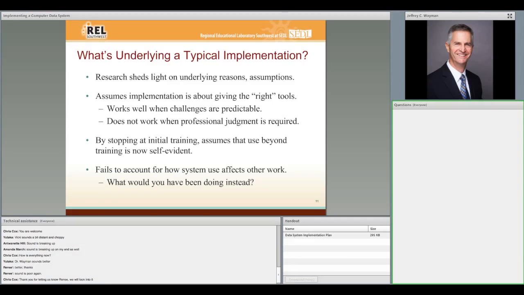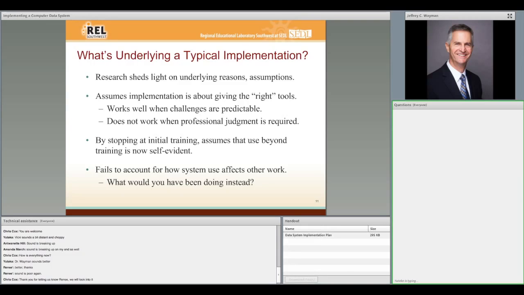Last, I'll say that underlying a typical implementation is the fact that when you implement this system, it's going to affect other work. We don't just implement the system and everything else happens the same. So I go to training on this. What would I have been doing otherwise? Lesson plans, talking to a parent. I sit down to use the system. What did that replace? It's a zero-sum game, right? I would have been doing something else. And if we haven't accounted for that, or if we haven't figured out how to work that into what we were doing, then we have problems. And we see that often in a typical implementation.